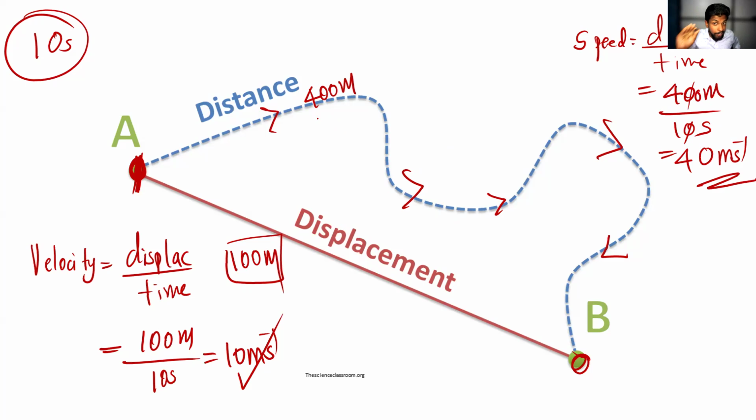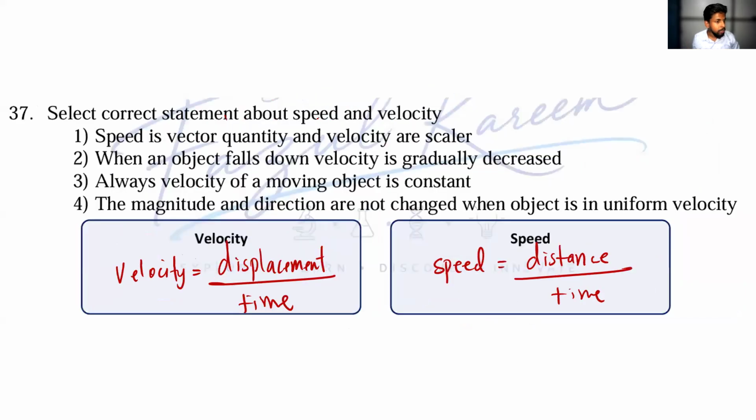Now, with this idea, come to question number 37. They are asking regarding the correct statement. You can make the options wrong and find the correct answer.